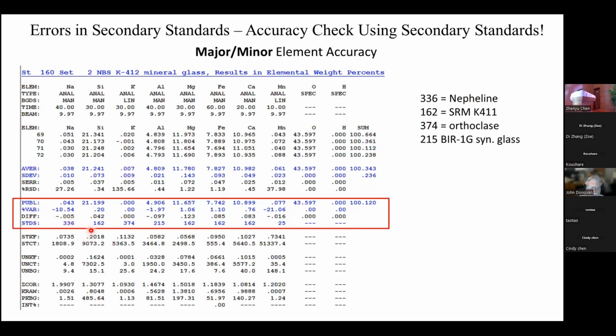336 is an ethylene, and 162 is in this mineral glass. 374 is an orthoclase, just so you know.